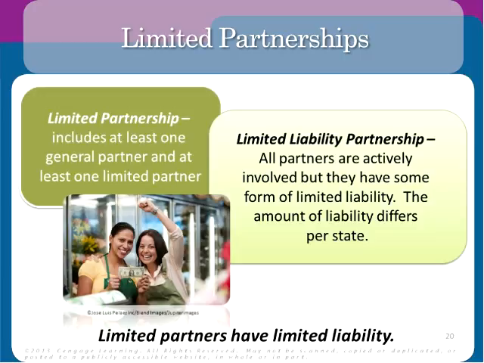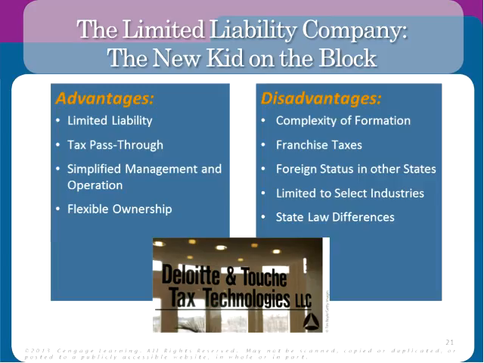If we look at limited partnerships, this includes at least one general partner and one limited partner. This might be a choice where you still want to be the head honcho, but you're also looking at the advantage of having a second partner. A limited liability partnership is where all partners are actively involved, but they have some form of limited liability. In other words, they're not going to come after everyone if you get in trouble. The amount of liability differs per state. So again, if you've got another person you want to start a business with.